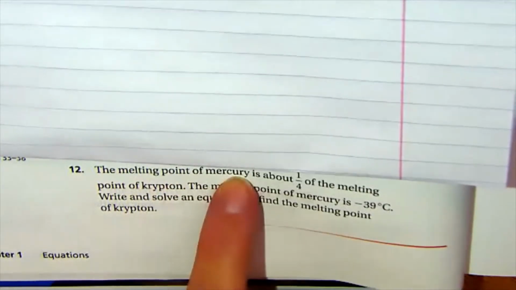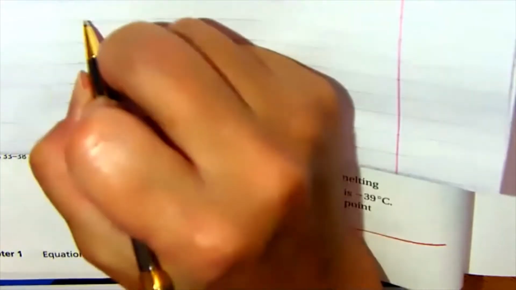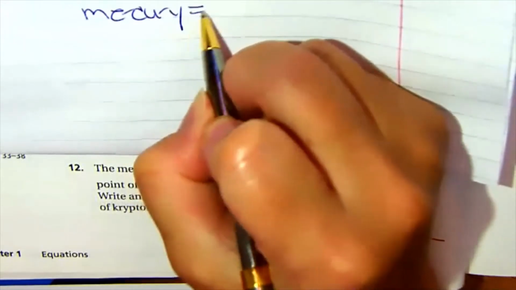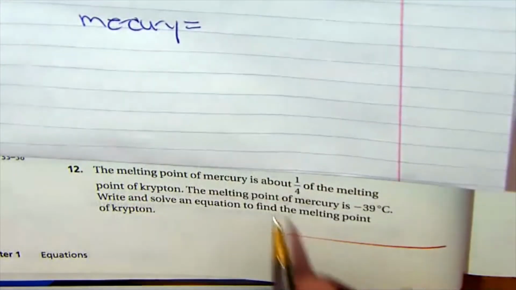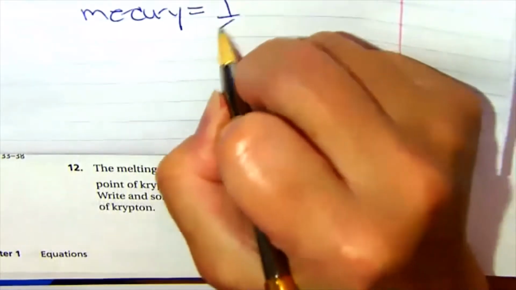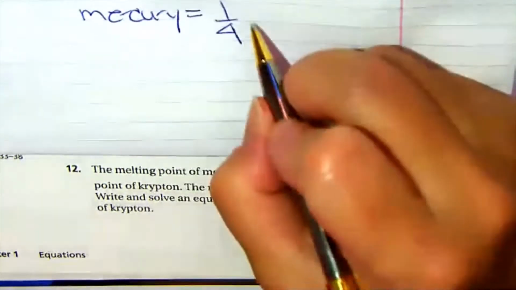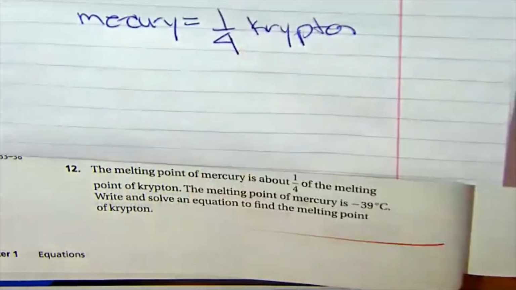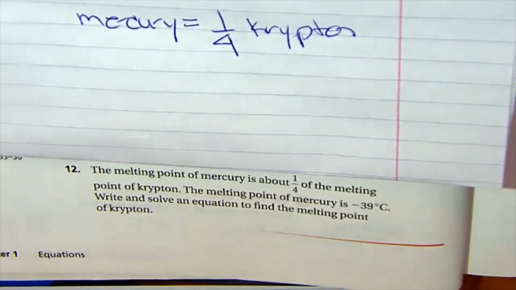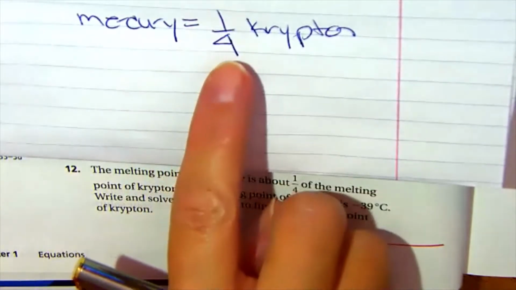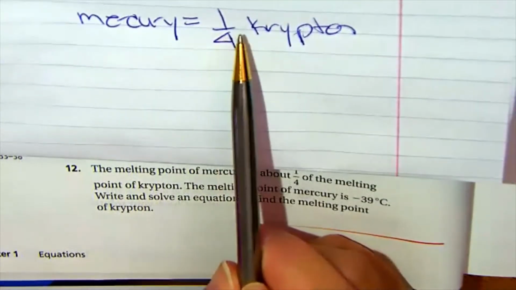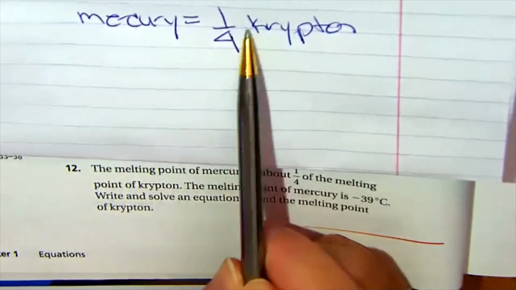Okay, so the melting point of mercury, we have mercury is an equal sign, about 1/4 of the melting point of krypton. And of means multiplication. So mercury is 1/4 of krypton. The melting point of mercury is 1/4 the melting point of krypton. And of means multiplication.